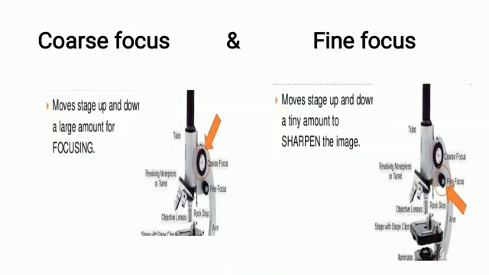Then last we have coarse focus and fine focus. Coarse focus is a bigger rotating knob which is also shown in the diagram. It moves the stage up and down for focusing. Focusing means it increases the size of the object, while the fine focus moves the stage a little bit to sharpen the image. It means the bigger image will be seen more fine and more clear by fine focus. In size, fine focus is smaller while the coarse focus is bigger.